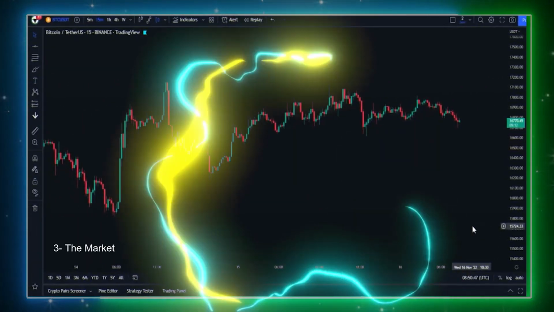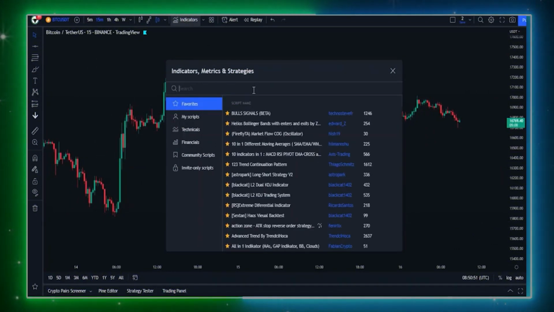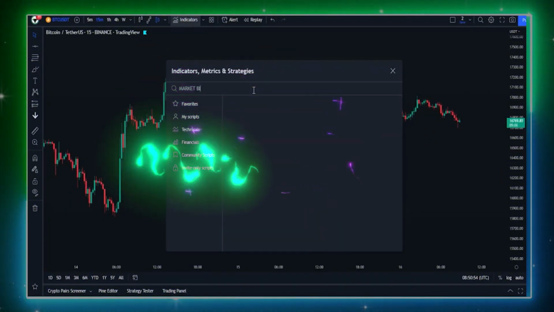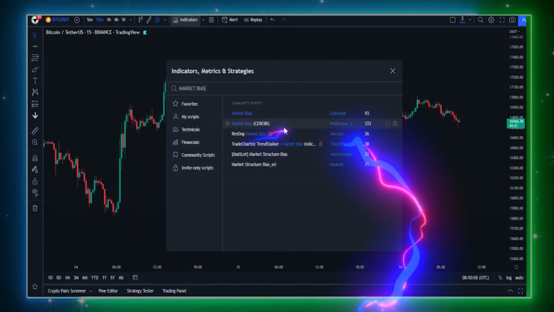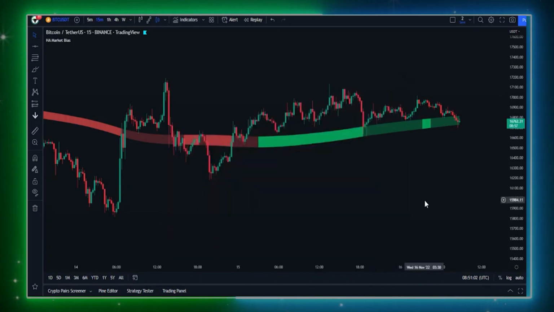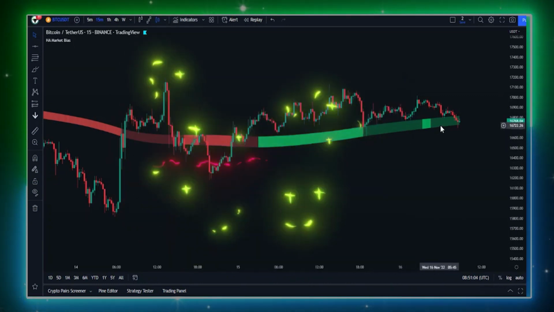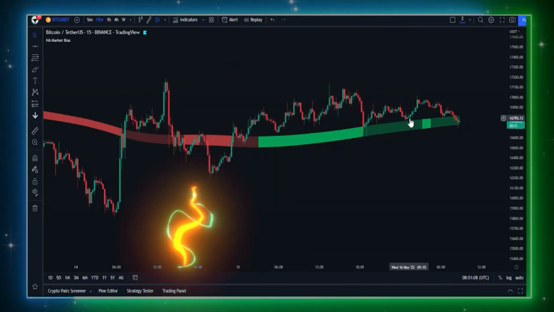The last system in this video is the market bias system. And to apply it, go to the indicators and search for the market bias indicator. And choose this indicator, which was created by Professor X. This indicator is very easy to determine the trend. When we see that the indicator is green and the candles are moving above it, it means that we will look for long positions.